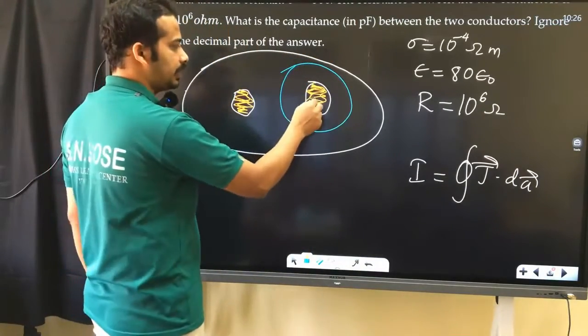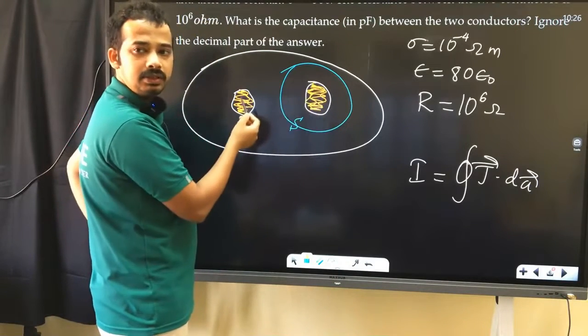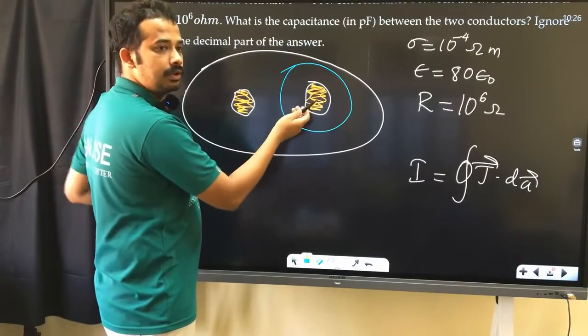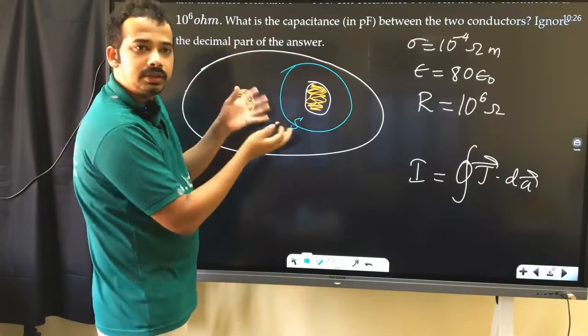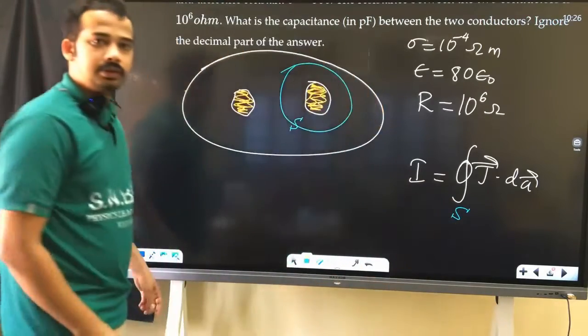Suppose this is a positively charged conductor and this is a negatively charged conductor. Charges are flowing from this one to this one. So to cover all charges, I will take one closed surface. Is that okay?